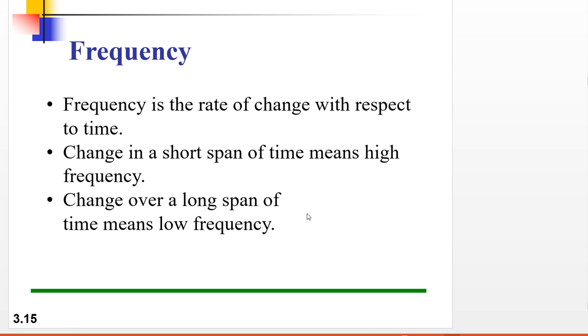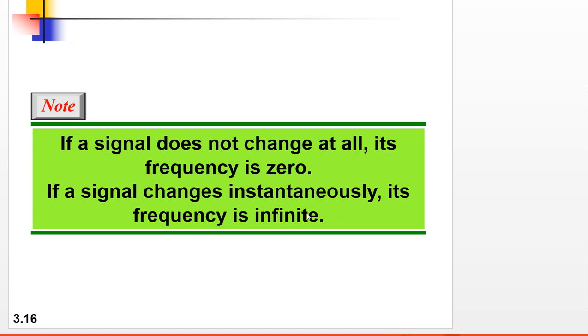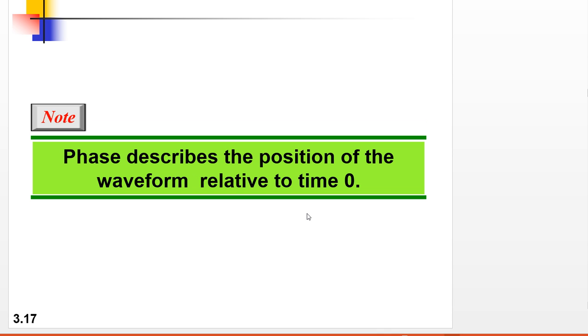If there is no change, it means frequency is zero. If there is a huge change, it means frequency is infinite. That's all. Now, if a signal does not change at all, its frequency is zero. That is what I have told, right? So if the signal changes instantaneously, its frequency is infinite. Okay, fine. Now we have to know about phase.